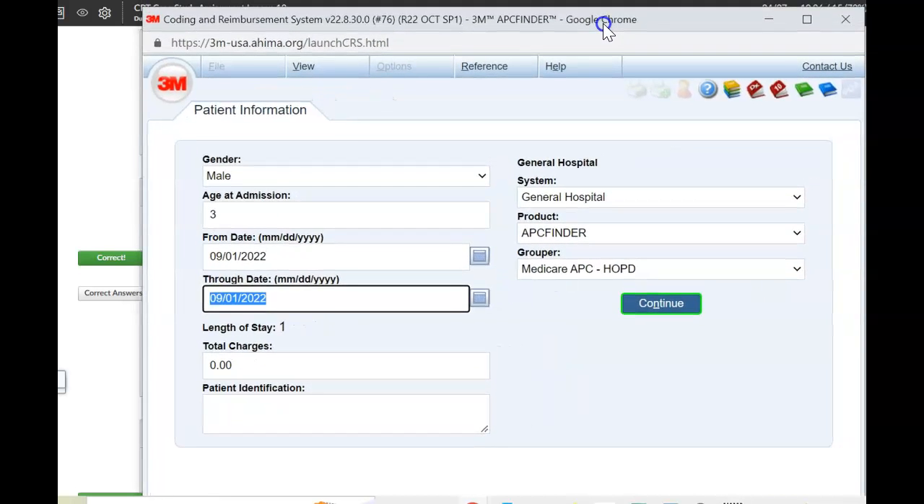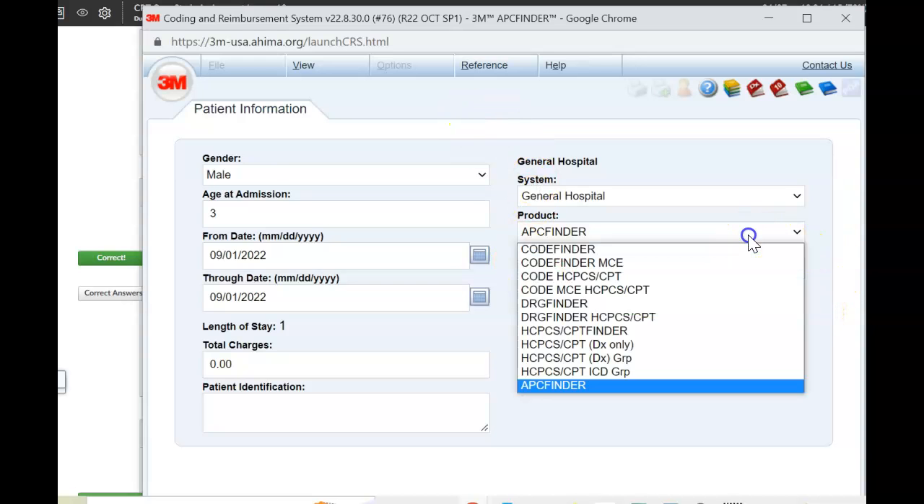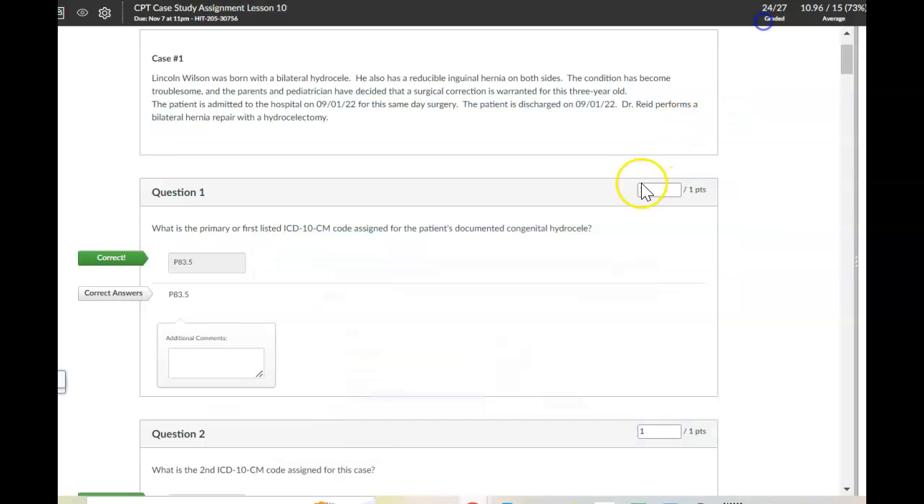Students, I'm going to go through the first case. Couple of different things. We're going to make sure that everybody understands the product, which is APC Finder. I have a male, age 3. My dates admit 9/1 through 9/1. Okay, so let's look at this first scenario.